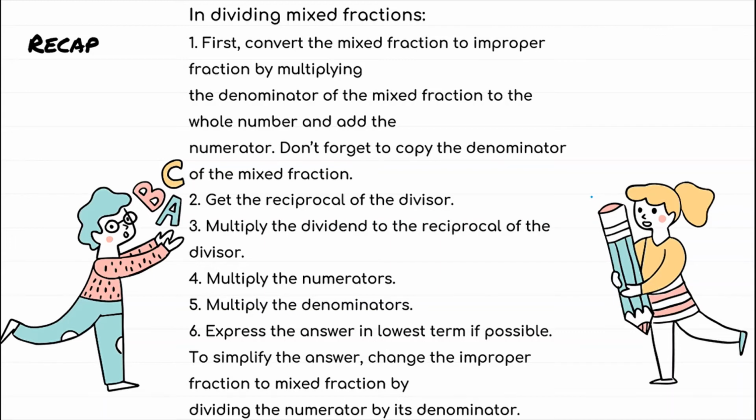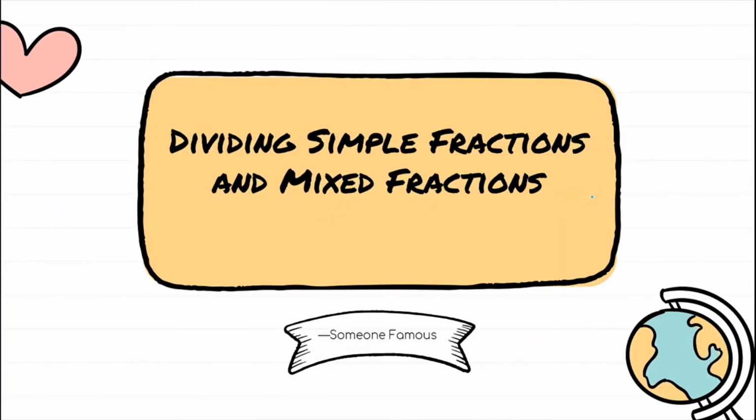Multiply the denominators. Number 6, express the answer in lowest term if possible. To simplify the answer, change the improper fraction to a mixed fraction by dividing the numerator by its denominator. Okay, so that's how we divide mixed fractions. Now this time, let's proceed in dividing simple fractions by a mixed fraction.